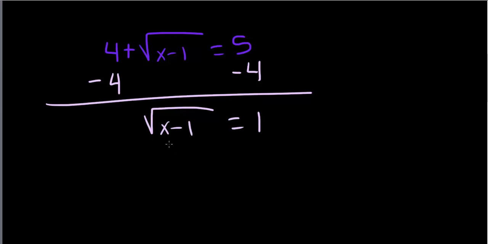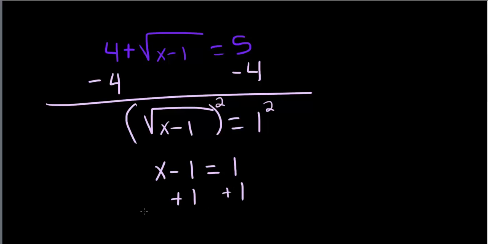Then the second step is to elevate both sides of the equation to the power equal to the index of the radical. This one is a square root, so the index is 2. I'm going to elevate both sides to the power of 2, and by doing so I get rid of the radical, because the square root of x minus 1 times the square root of x minus 1 is just x minus 1. Then 1 times 1 is just 1. So we add 1 to both sides, and it gives me x equals 2.